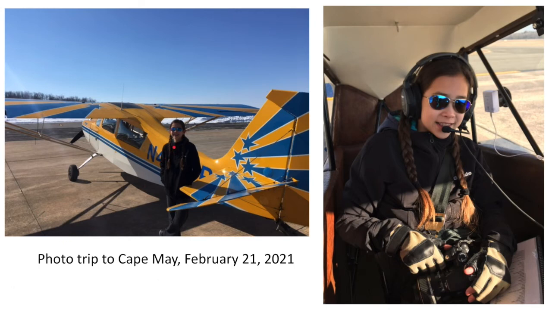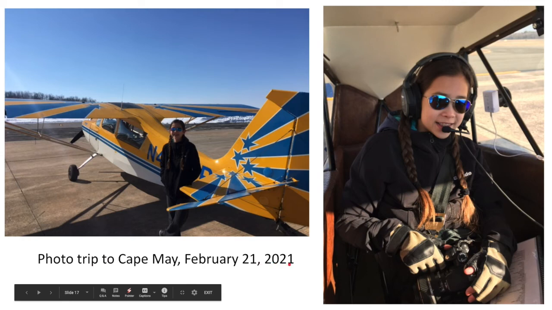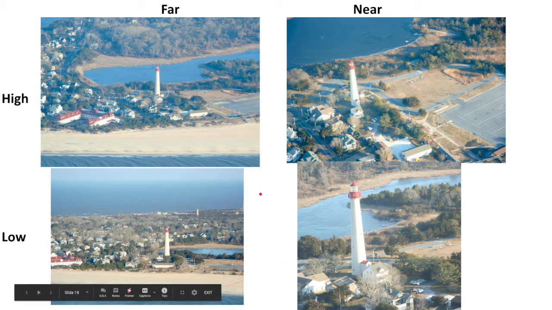So these are a couple pictures of me in our plane, Gwyneth. I'm just here with a nice background, and we did this photo trip to Cape May on February 21, 2021. I wanted to talk about these because I really thought they showed very good perspective angles. So I took 4 pictures of the same place, the Cape May Lighthouse, and this one is far and high, this one's far and low, this one's near and high, and this one's near and low. I really thought they showed perspective, and it's super cool to see them next to each other.